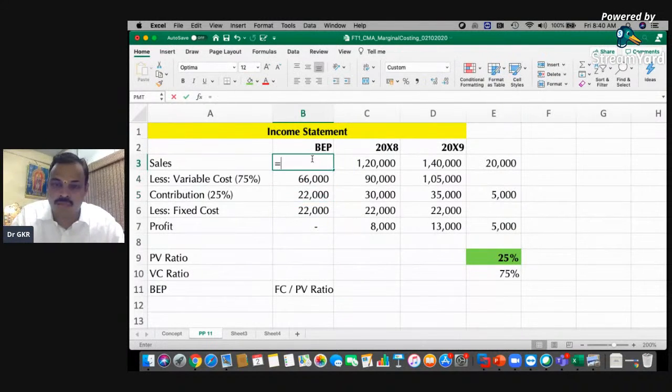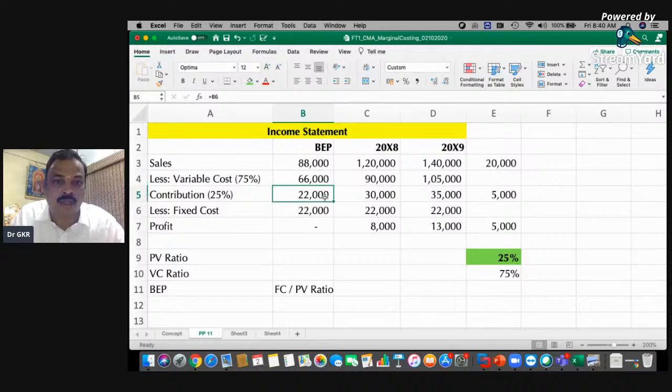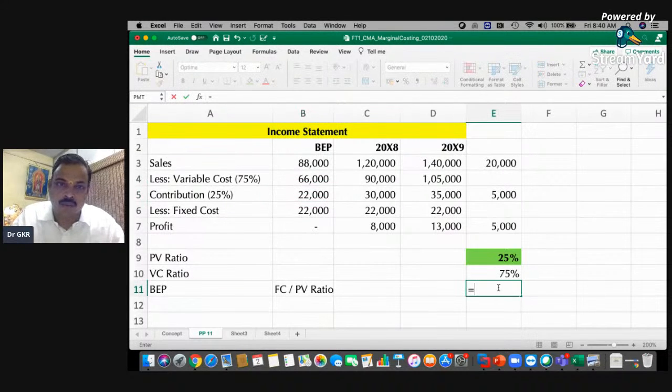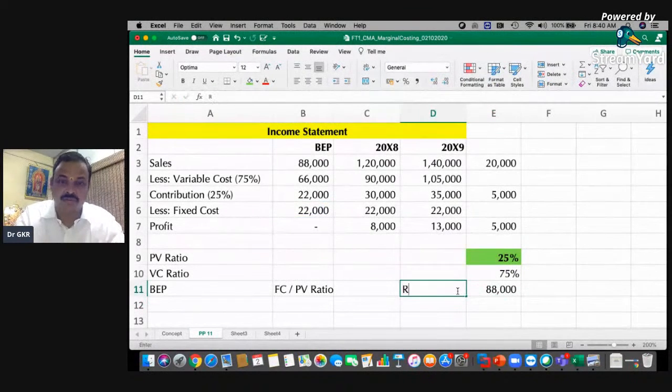So what is your contribution? 88,000. So that is your fixed cost divided by 25%. That is PV ratio. So which is 88,000. So 88 minus 66 is 22. So your fixed cost divided by PV ratio. So 88,000. Rupees 88,000. Remember, this is rupees 88,000.